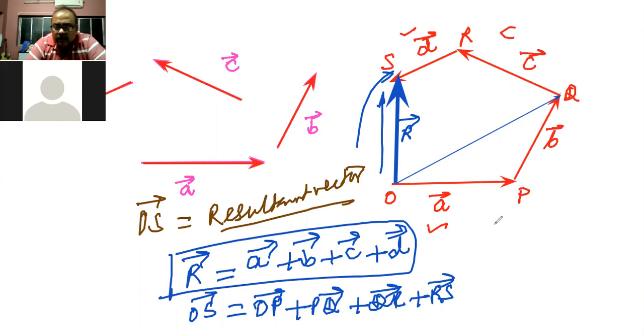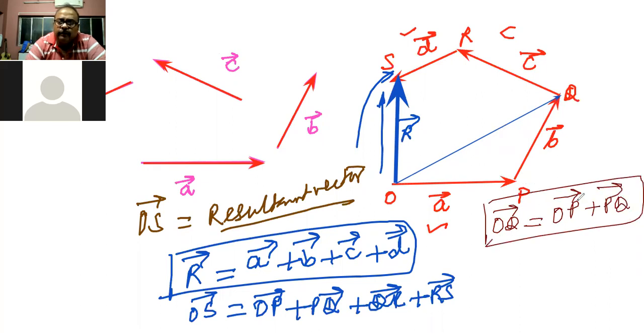Say for example, over here, OQ vector using the triangle law, OQ vector will be equal to OP vector plus PQ vector, isn't it? So which triangle have I used? I have used the triangle OPQ. So OQ vector equals OP vector plus PQ vector. Am I clear or not? Then move on to the next part.